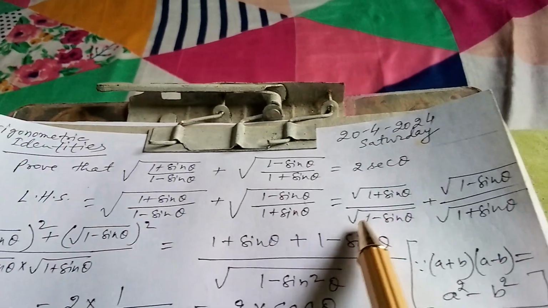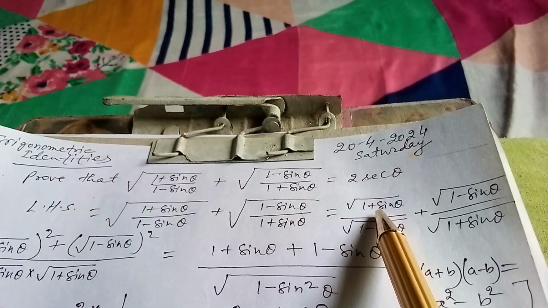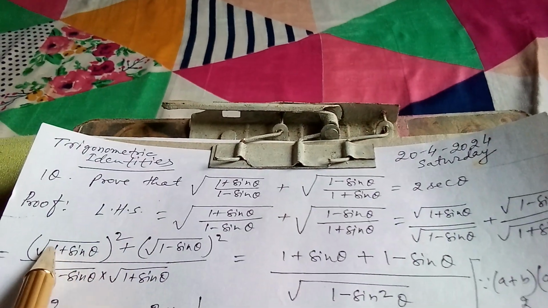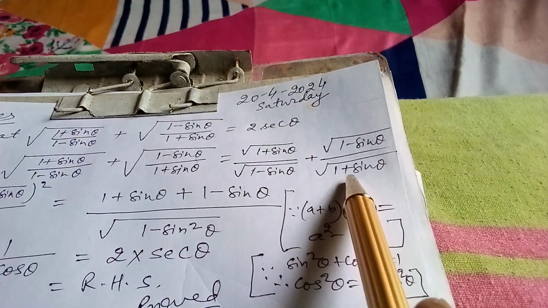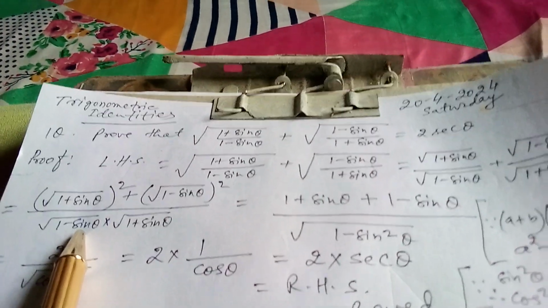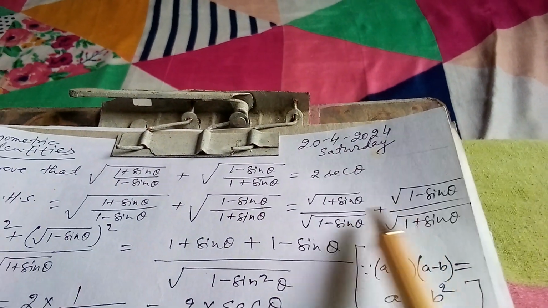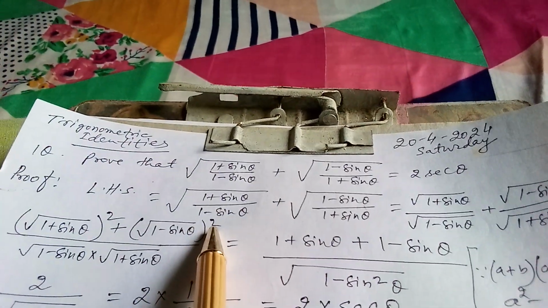So this is divided by square root of 1 minus sin theta, then we get square root of 1 plus sin theta, and this is multiplied with the numerator square root of 1 plus sin theta. And so it becomes the square of square root of 1 plus sin theta. In the same way, this is divided by square root of 1 plus sin theta, then we get square root of 1 minus sin theta, and this is multiplied with square root of 1 minus sin theta. So both are like terms, so it is written square root of 1 minus sin theta to the whole square.